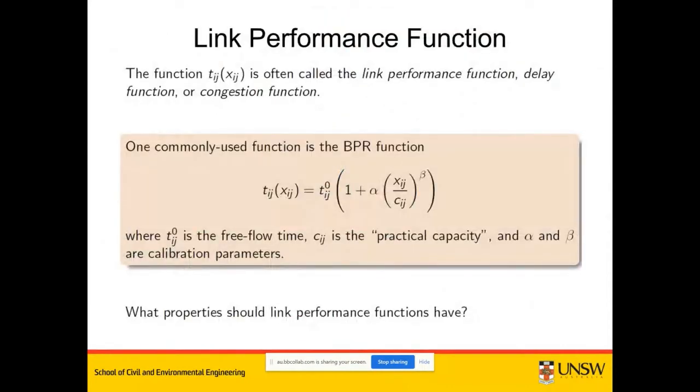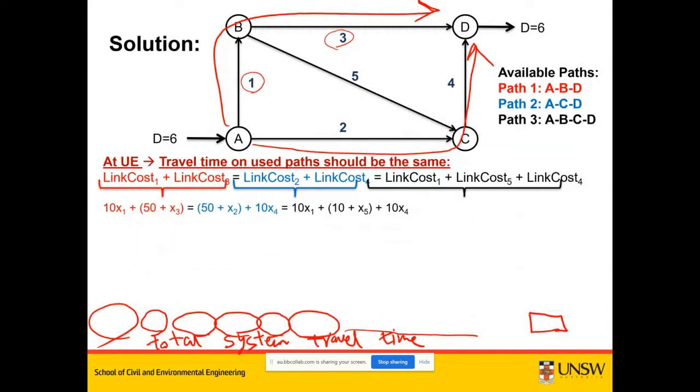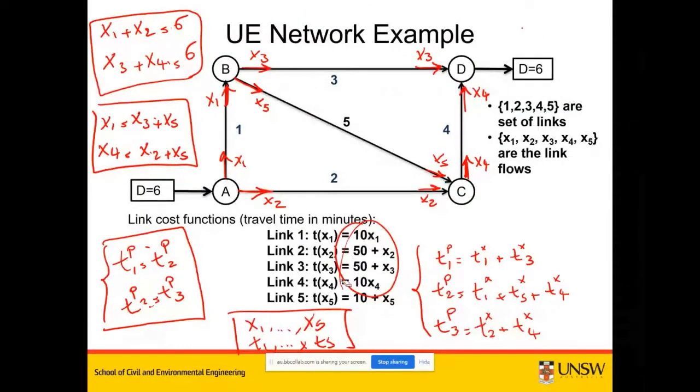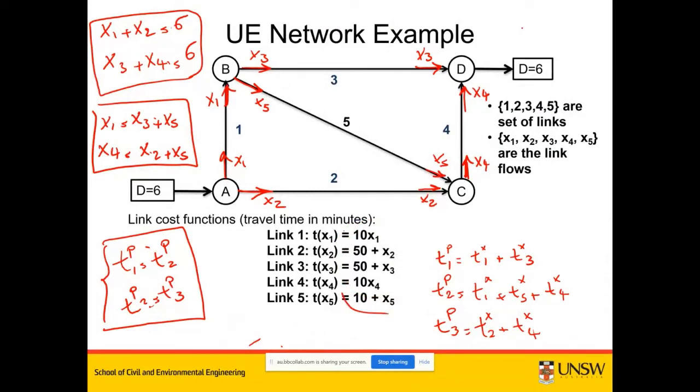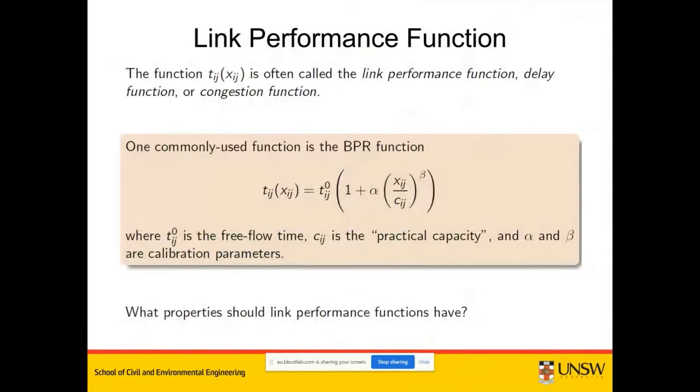So moving on to link performance function, in many of the examples so far that we looked at, if I go back to the previous slide, look at the link travel time functions. The link travel time functions are very simple, like 10 multiplied by x1 or 50 plus x2. In reality, the link travel time function actually looks very different than this. The travel time function looks more like an exponential function, where this is my x, if this is my t, this would be how it looks like.